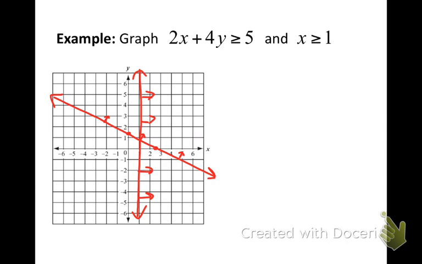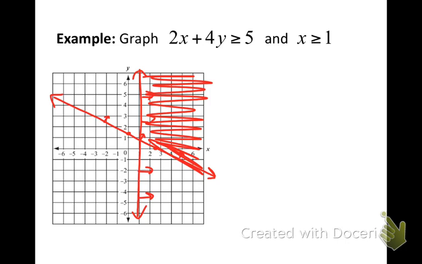So now I want to look at which region. So notice I kind of have 4 regions. I have this top right, top left, bottom right. Which region would be the intersection? Top right. To the right and above. Right? So that's my solution region. Anything that falls within there.